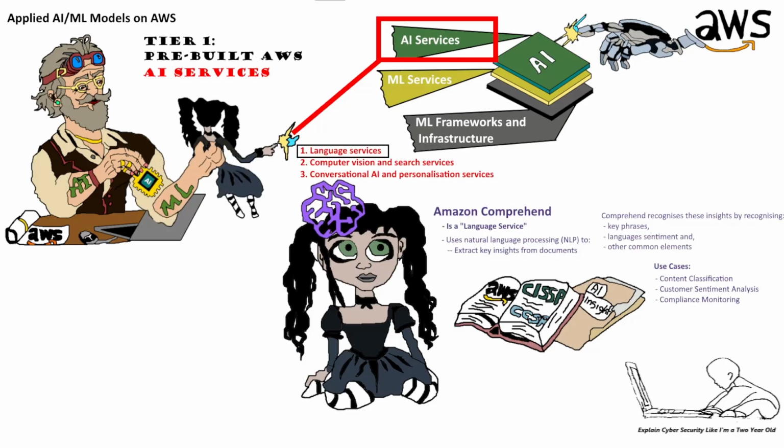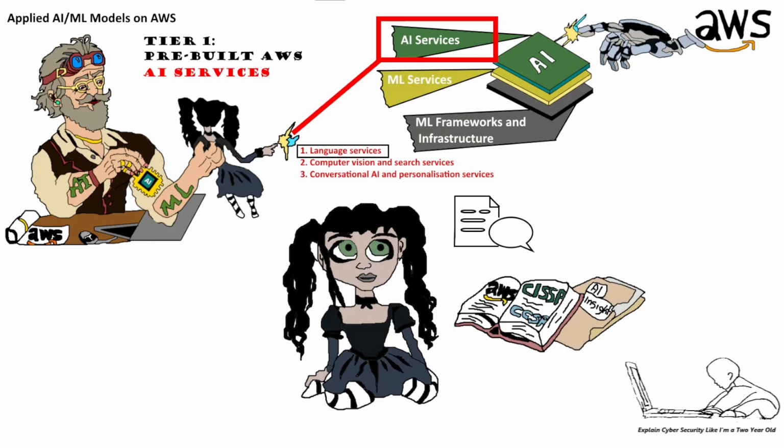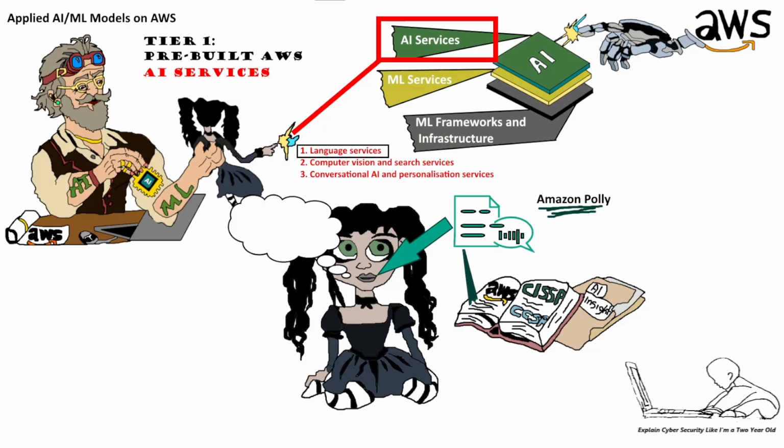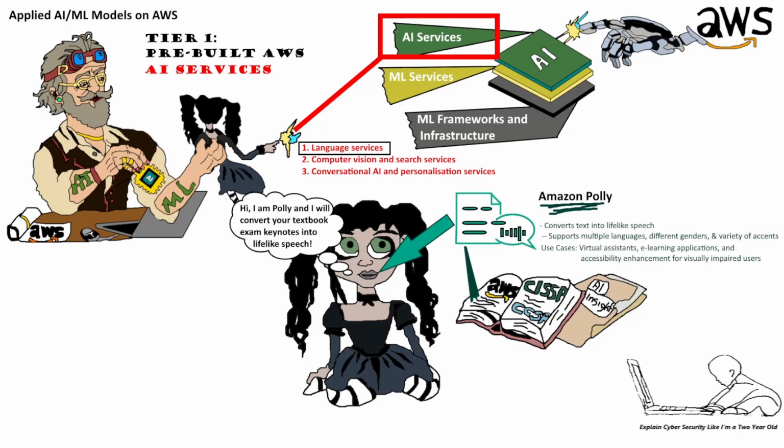So that was our first language service, easy to comprehend, right? Moving on to our next AI service, which is known as Amazon Polly. And Amazon Polly converts text into lifelike speech. This speech can be in multiple languages, different genders, and even a variety of accents. Example use cases of Amazon Polly are virtual assistants, e-learning applications, and accessibility enhancements for visually impaired users.